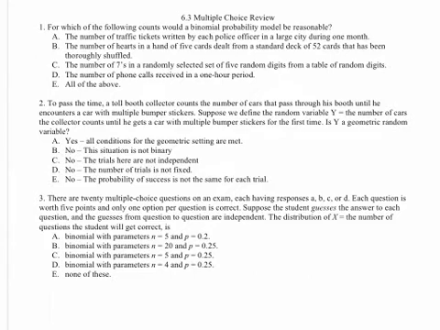C, the number of sevens in a randomly selected set of 5 digits from a table of random digits. Or D, the number of phone calls received in a 1 hour period, or E, all of the above. Well, it's definitely not E, because we're going to eliminate some of the others.